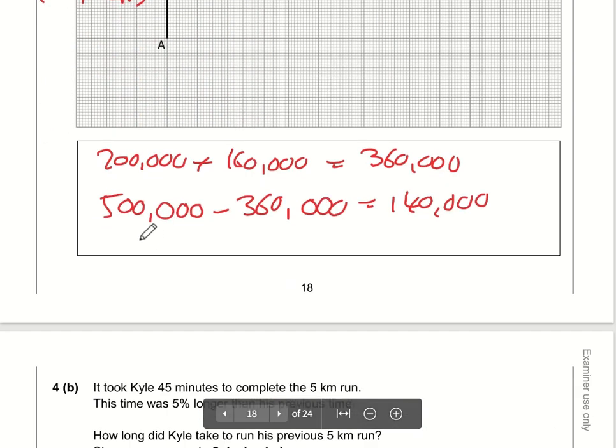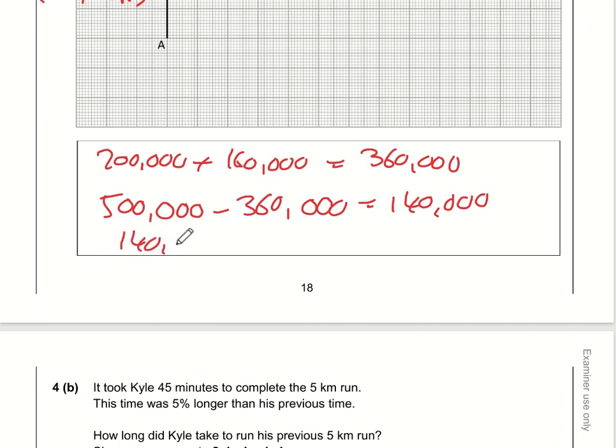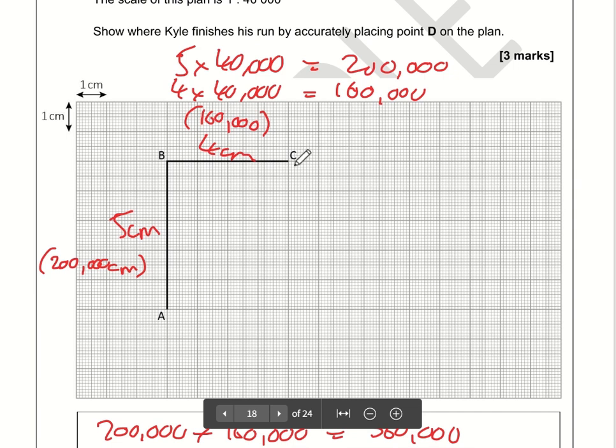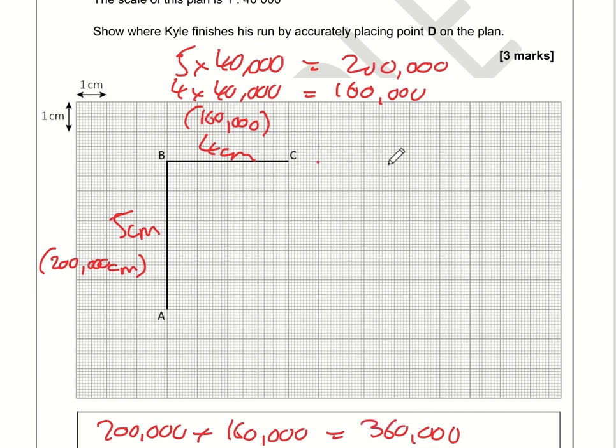So we're going to use the scale to turn the 140,000 into centimetres on the actual map here, or on the graph. So that's going to be 140,000 divided by 40,000, because remember the scale is 40,000 times less than real life, and 140,000 divided by 40,000 is 3.5. So therefore we need to extend this line to D 3.5 centimetres. 1, 2, 3.5. So this is the point D, and we can just extend it like so, preferably using a ruler.